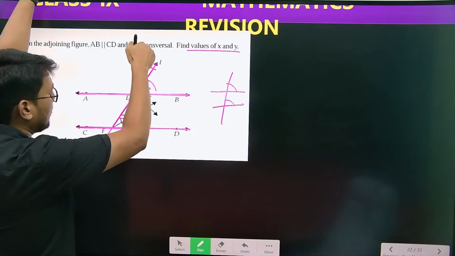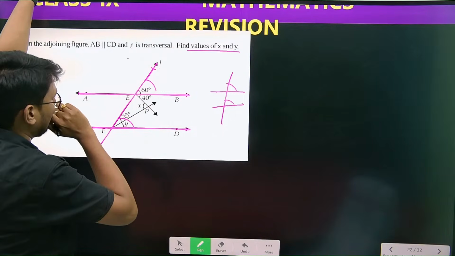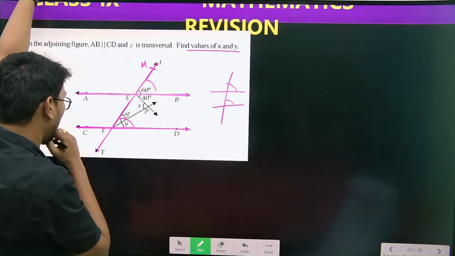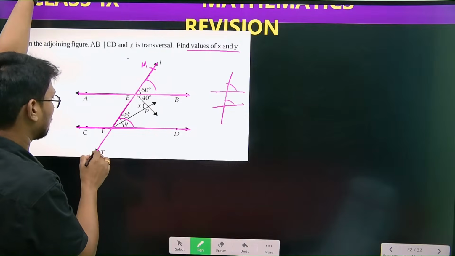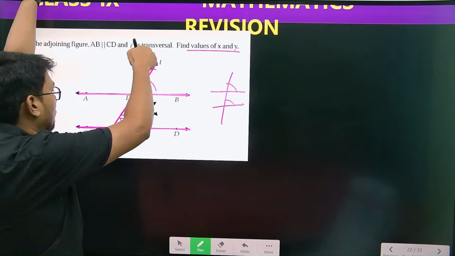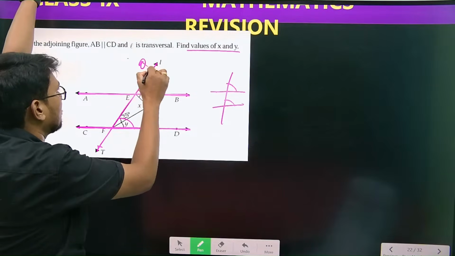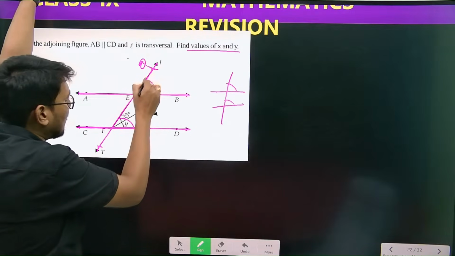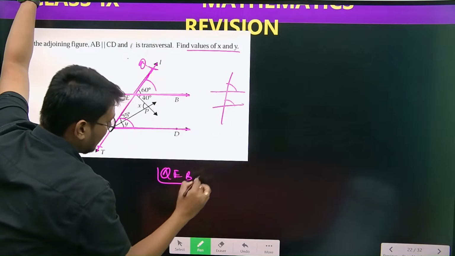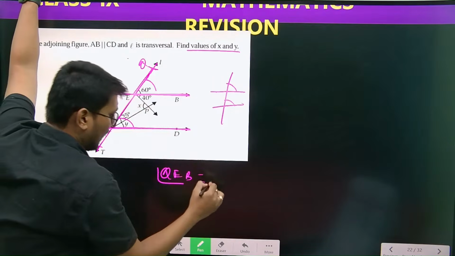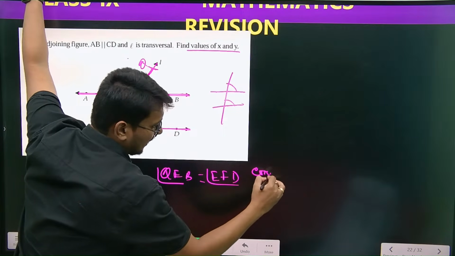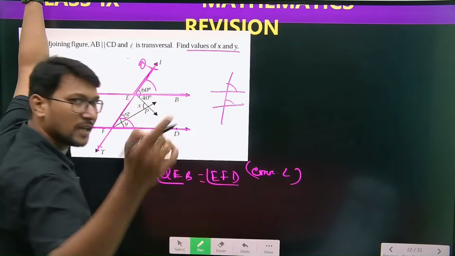I'm writing x here. Let me write this point M, and here t is also given, so MT. And Q I am taking, though Q is not there, this is QT. Done. Now tell me, angle QEB equals angle EFD. Why? Corresponding angles, children, corresponding angles.